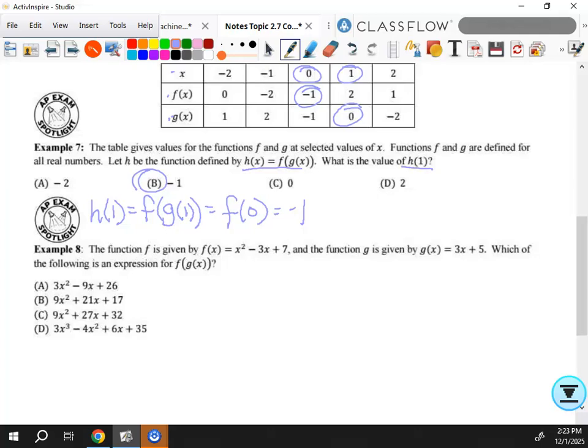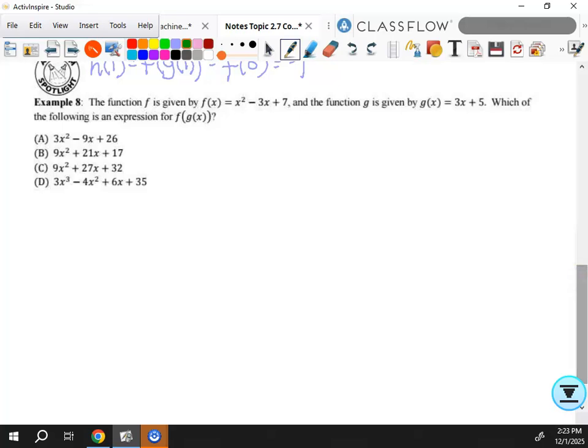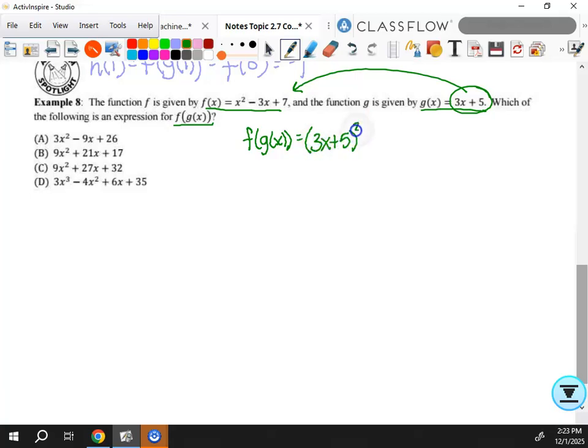Okay, good deal. All right, so then example 8. We got an f function defined, we got g defined, and we want f of g of x. So this goes into this one. So f of g of x is equal to 3x plus 5 squared minus 3 times 3x plus 5 plus 7. So go ahead and work that out. Find your answer while I hand out your assignment, and then we will talk about that one.